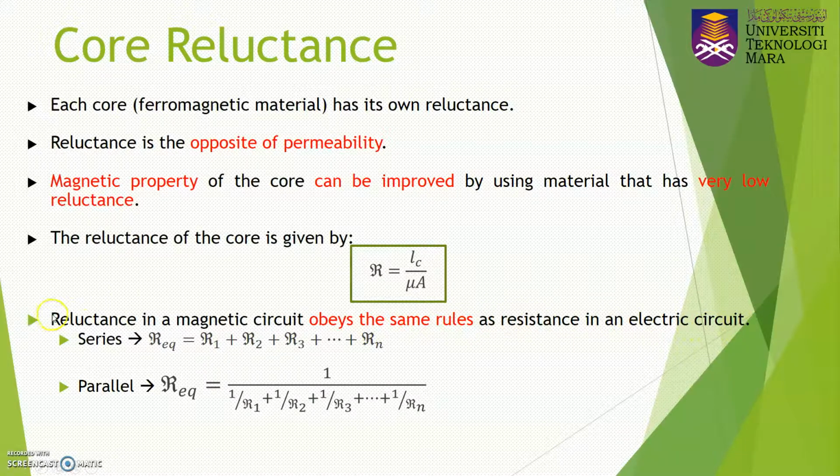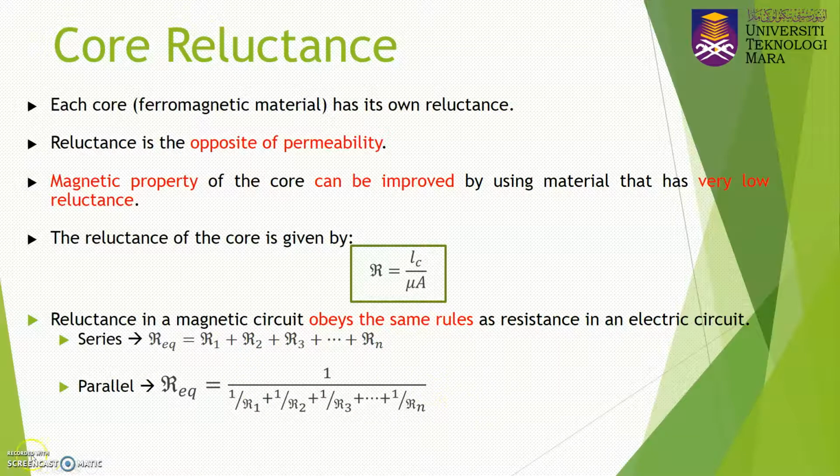So the reluctance can be either in series or in parallel. For series, the equivalent reluctance will be equal to reluctance number 1 plus reluctance number 2 plus reluctance number 3, until n. The same goes for the equivalent reluctance of the parallel circuit. You can apply the same rule as for resistance in an electric circuit.